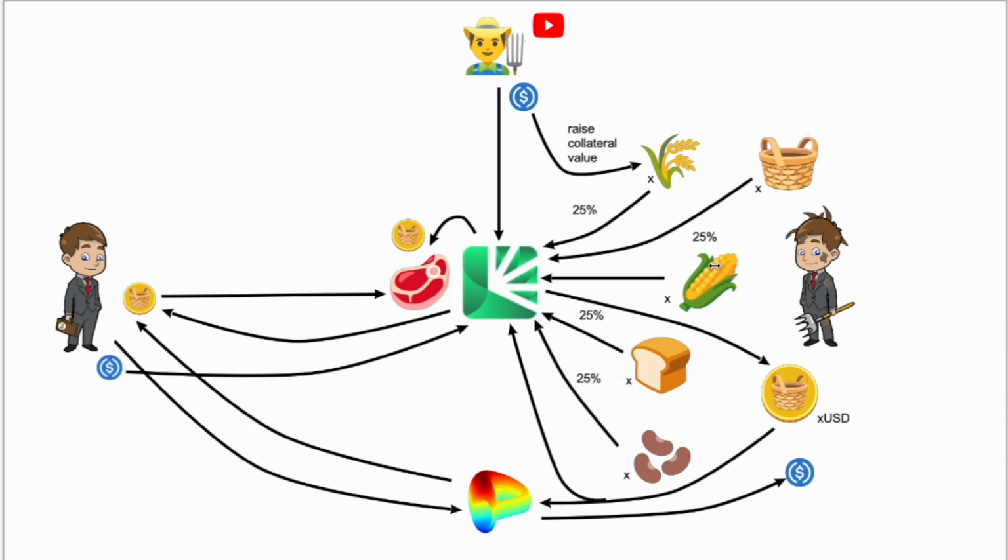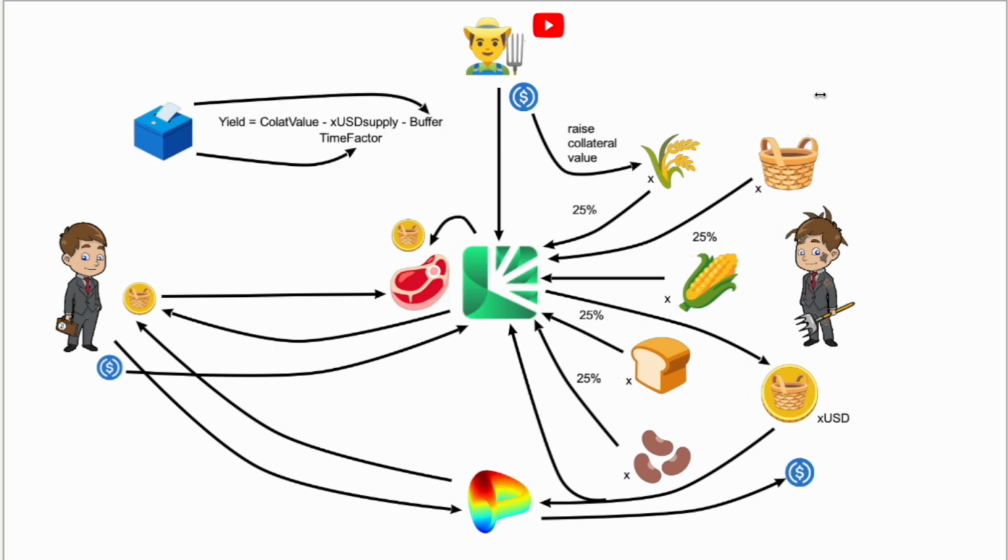Now, it's controlled. It's not completely permissionless. It relies on the fact that the farmers are bringing in assets, and that farmers are needing to get this xUSD. So they have this formula, and they call it yield equals collateral value minus the xUSD supply minus the buffer, divided by the time factor.